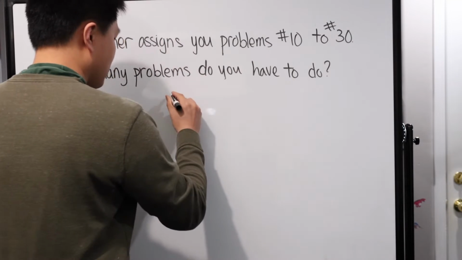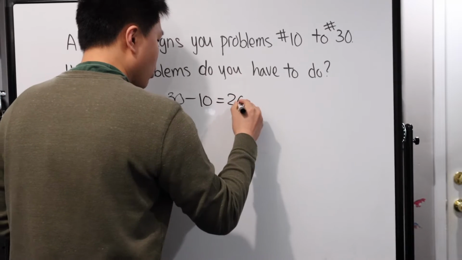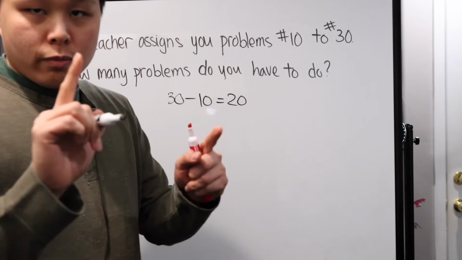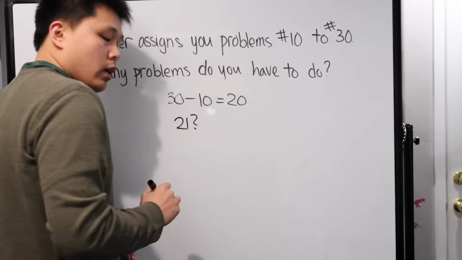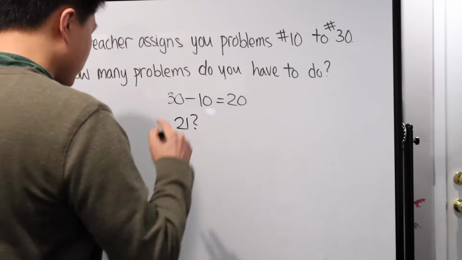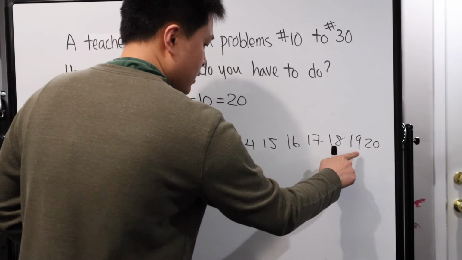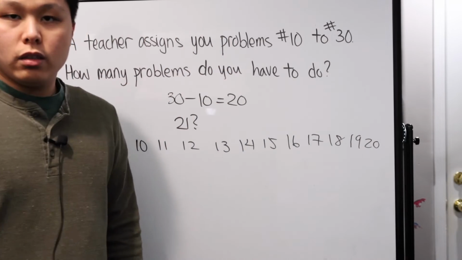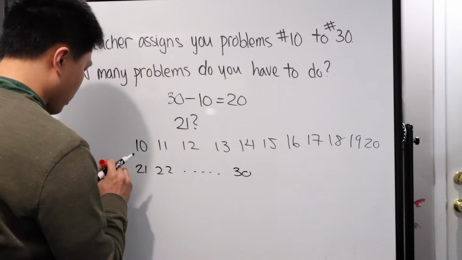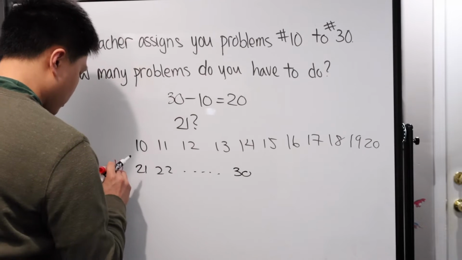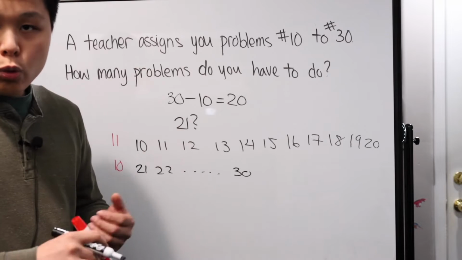30 minus 10 should equal 20, but that's not the correct answer. The correct answer is actually 21. How? Well, let's think of it this way. 1, 2, 3, 4, 5, 6, 7, 8, 9, 10, 11. If we count all those numbers, there's 10 numbers right here, and then there's 11 numbers right here. So when you add these two together, there's actually 21.